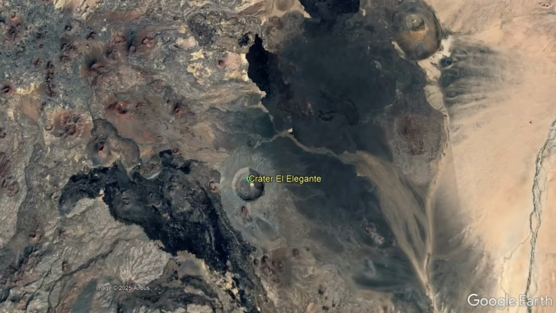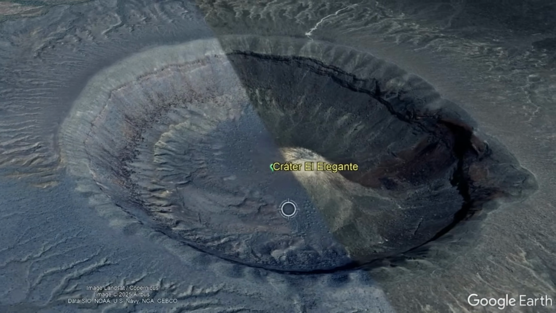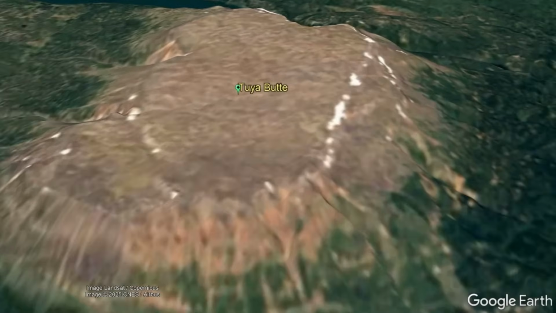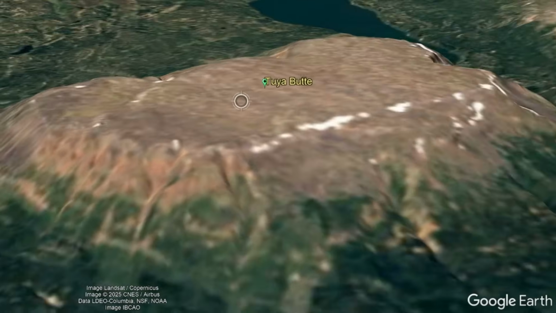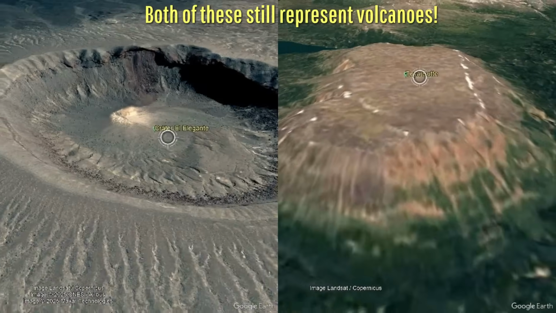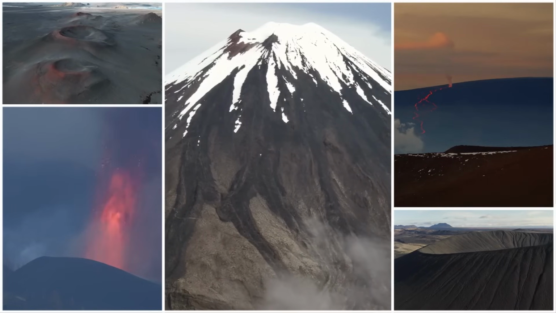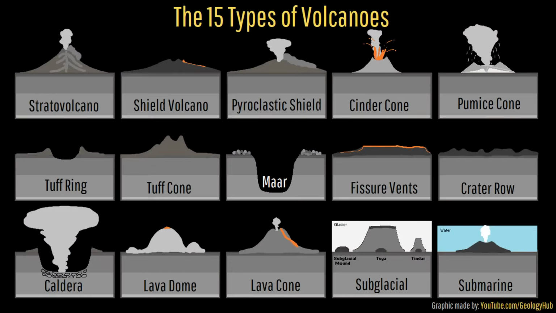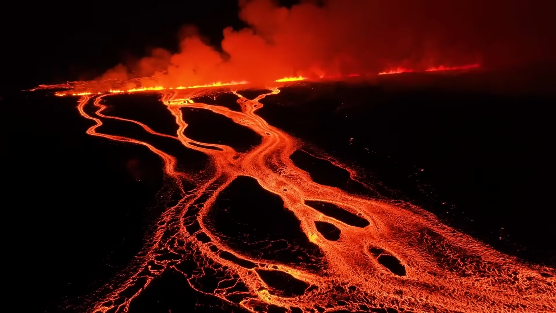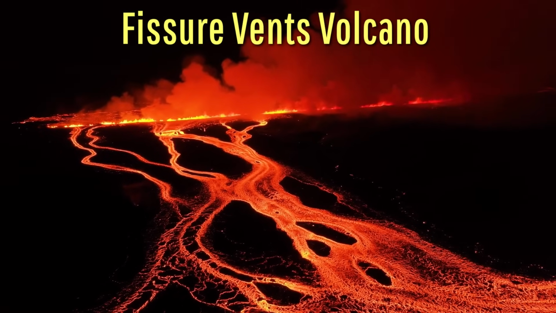Take, for example, the El Elegante crater in Mexico, which does not have a large central raised rim on its edge, or this rare volcanic feature in British Columbia with a flat top. Both of these still represent volcano types. This video will now briefly discuss the various varieties of volcanoes which form around the globe and explain how they form. The first type of volcano we will cover is also the most simplistic, fissure volcanoes.